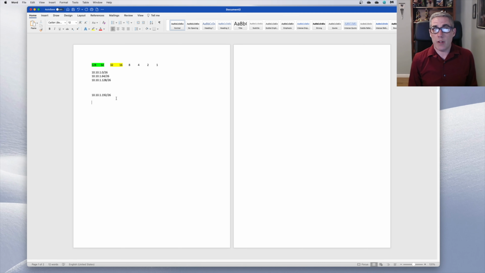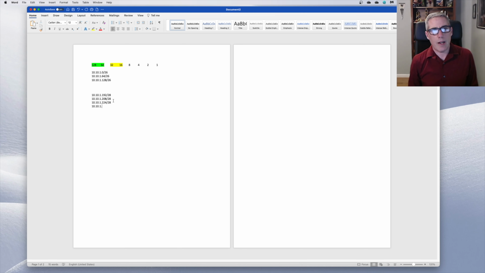So I'm not going to do it based on the binary method. I'm just going to look at my 16. Instead of a 26, we're now at a 28. So it's 10.10.1, and now we add 16 to 192, and that is 208. I'm just verifying my math. Then 10.10.1, and we add 16 to 208, and that's 224/28.